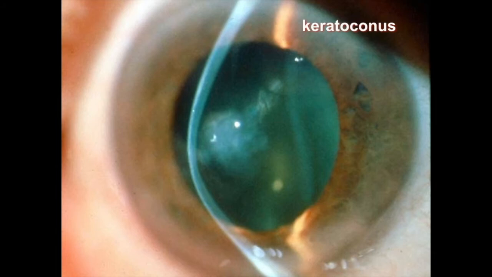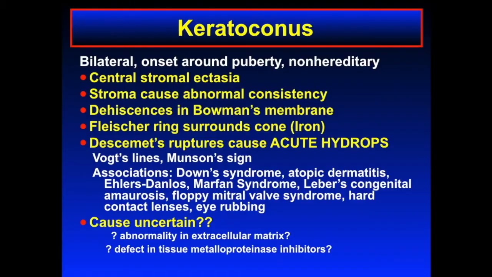Keratoconus is a corneal degeneration. See a case here with resorbing hydrops. It's a bilateral condition with an onset around puberty. It doesn't have a definite heredity to it. Sometimes it's more common in some kindreds, but the inheritance is definitely unclear.